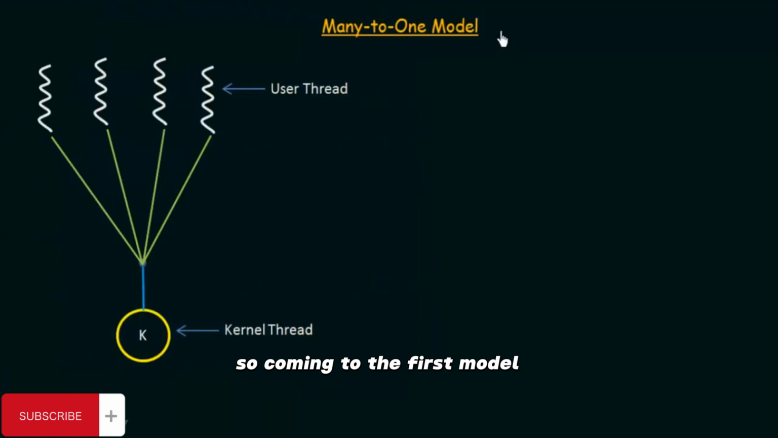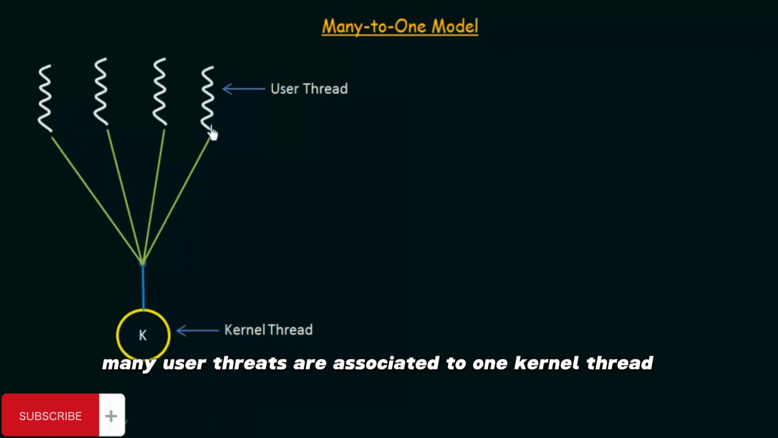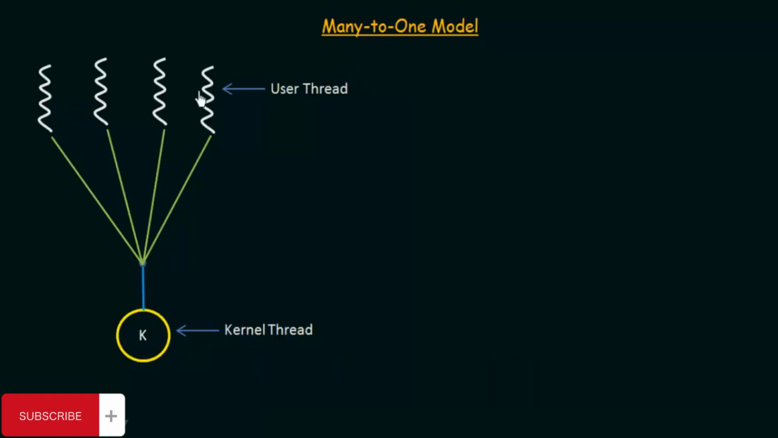Coming to the first model, we have the many-to-one model. From the name itself, we can understand that there is a many-to-one relationship established between the user threads and the kernel thread. From this diagram, the items on top represent the user threads, and the circle over here represents the kernel thread. Many user threads are associated to one kernel thread, or many user threads are accessing one kernel thread. That is what we mean by the many-to-one model.